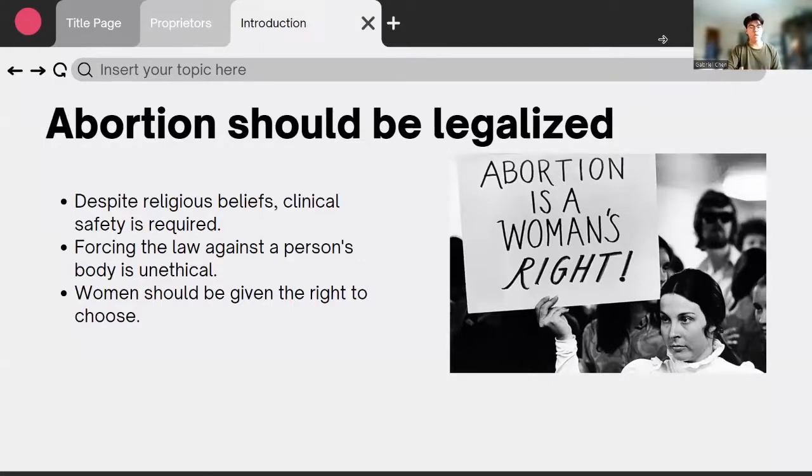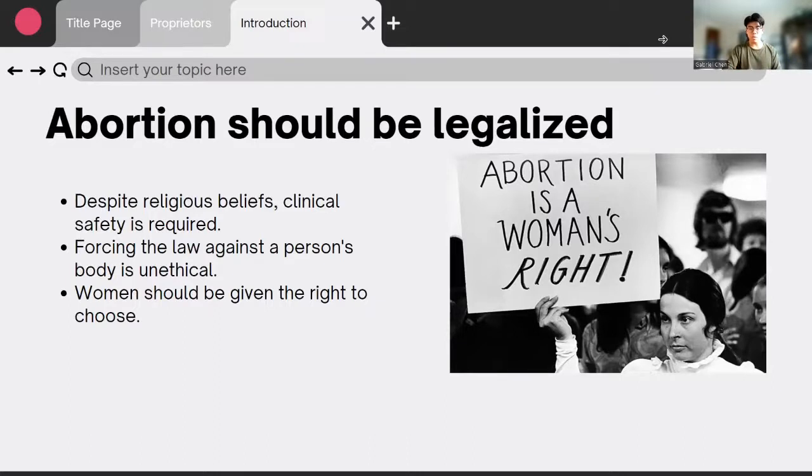Furthermore, should women want to abort their baby, then the clinical safety is required, and safety for the women should be prioritized as well. And that cannot be done when abortion is banned. Now, as we discussed early on in the video, should abortion be banned, women would have to resort to back alley options or even illegal options to abort their baby, which puts them at risk. Now, also, forcing the law against a person's body is unethical. And I believe that a lot of lawmakers and us people and viewers in general, perhaps, should allow women to have the autonomy to decide what they want to do with their body.